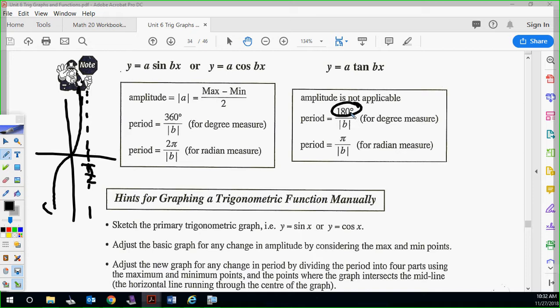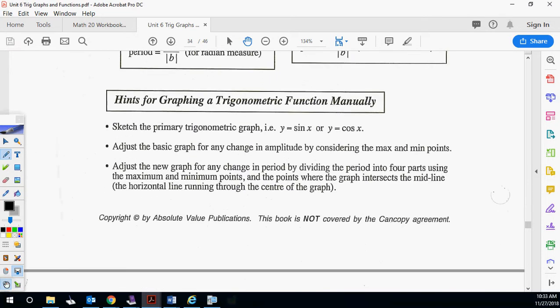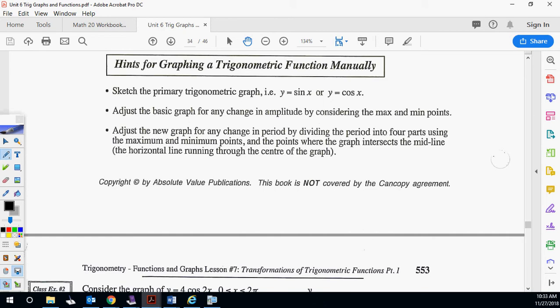All right, so hints for graphing the trig function manually. Sketch the primary trig ratio, y equals sine x or y equals cosine x. Adjust the basic graph for any change in amplitude, considering the max and min points. So get your amplitude so you know how tall you're going, and then figure out how wide you're going for your period. Then you can sketch your curve from there. That's how you set up your graphing for the sine and cosine curves.